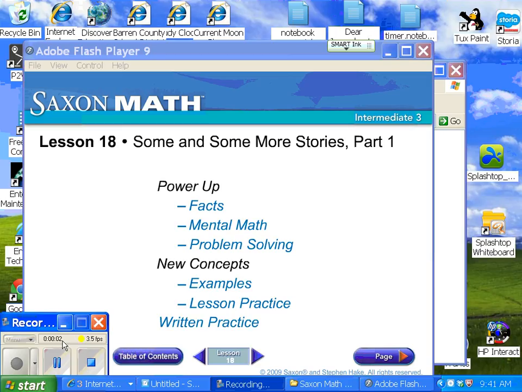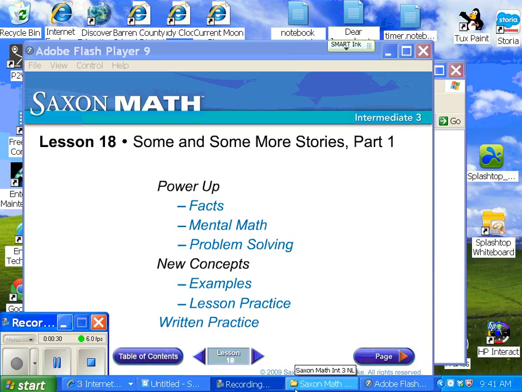Saxon 3 math class. We're ready for lesson 18. We're going to be talking about some and some more stories, part 1. If you have some and you get some more, what operation do you think we're going to be talking about today? Addition. You're adding to what you already have, right? You have some and you're getting some more, so you're adding to what you already have.